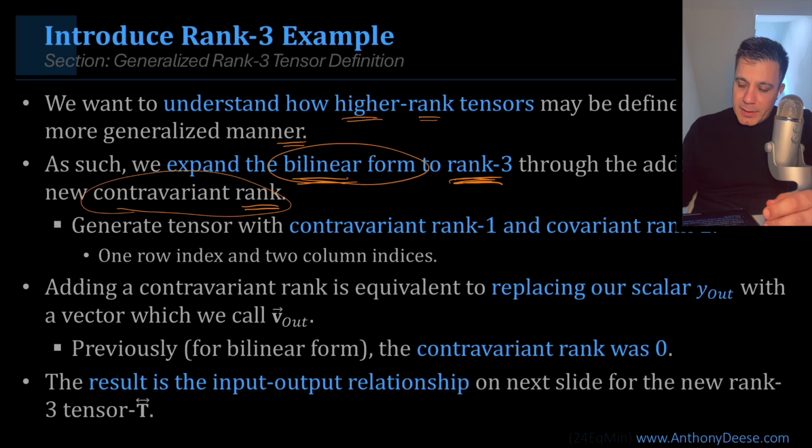Okay, so this is a little bit of recap, right? Adding a contravariant rank to the bilinear form is equivalent to replacing the scalar y out with a vector that we call v out.